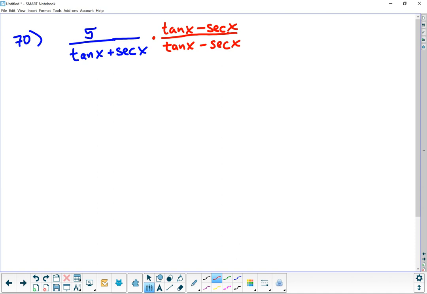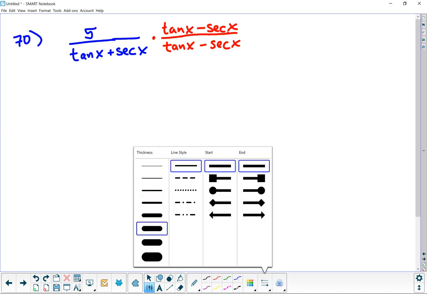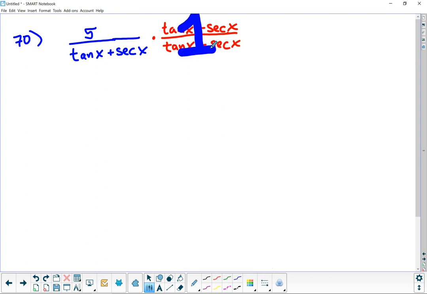And remember, the reason why we can do this is because we are basically just multiplying this by a big fat 1. When multiplying by a big 1, it doesn't do anything. It doesn't change the value of this expression. It changes the look of it, but it doesn't change the value of it. So therefore, we can actually multiply it by the same thing on top and on the bottom.